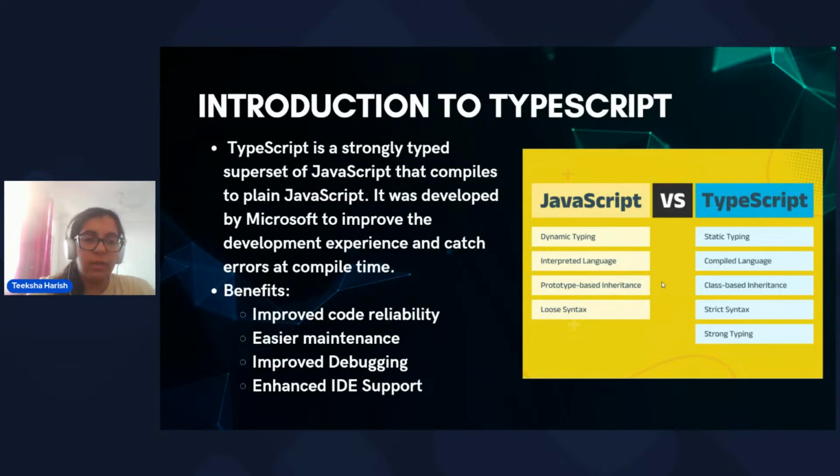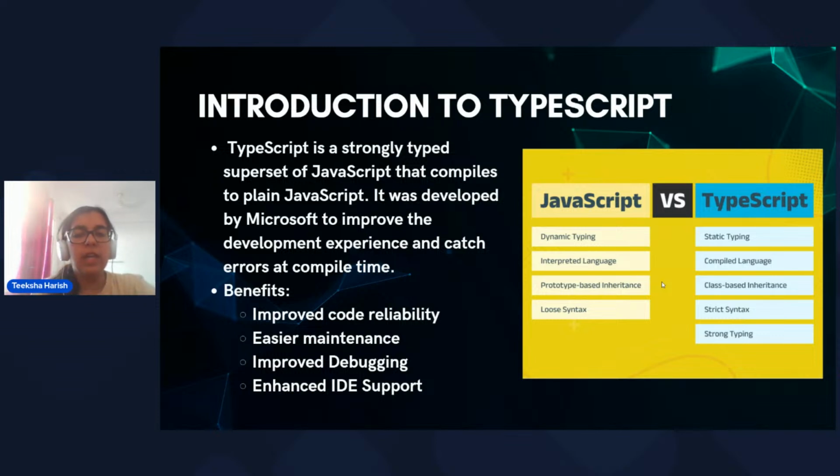First of all, it provides improved code reliability. The same thing, that errors are found earlier in the development phase as compared to production. So our code becomes more reliable, and it also reduces the time it takes to solve the errors. Also, it has easier maintenance.